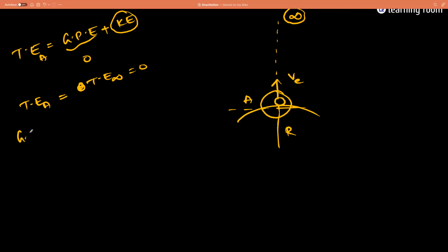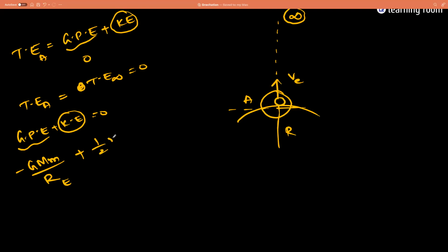Okay. So gravitational potential energy plus kinetic energy should be equal to 0. If I write it like this, then the gravitational potential energy, I can take it as minus GMm divided by RE plus, what is the kinetic energy? Half m VE square will be equal to 0. Take it to the other side, the equation will get balanced. Yes, sir.